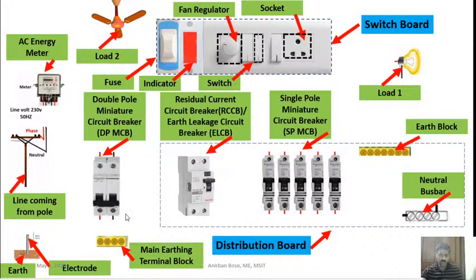So what is this one? This is the DP MCB. What is its function? The function is protection from overload or short circuit. What is the function of the earth leakage circuit breaker? It protects us from getting shock. There is a comparator where the line voltage and the neutral are compared, and if it is found more than a particular current, then it breaks the circuit.